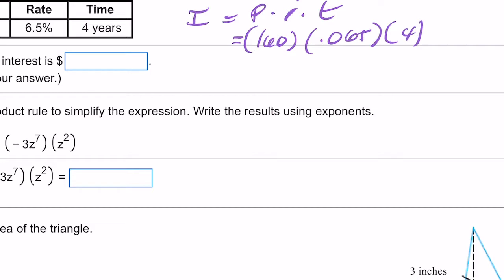And when you multiply those three numbers together, you get $41.60. So if you were to place $160 in the bank and the interest rate was 6.5%, and you left that in there for 4 years, you would basically be making $41.60.